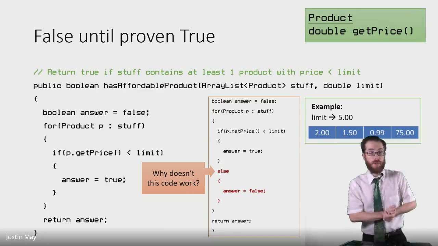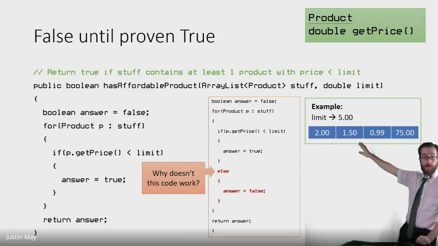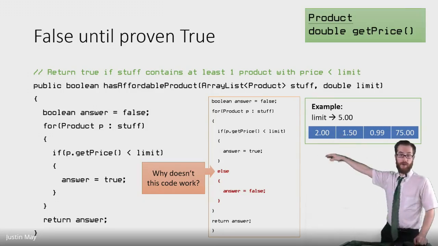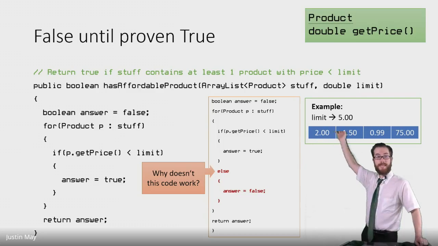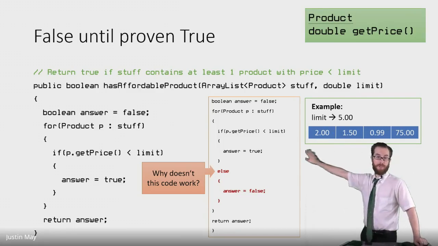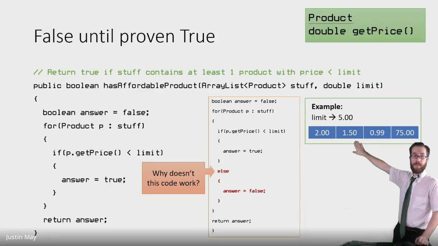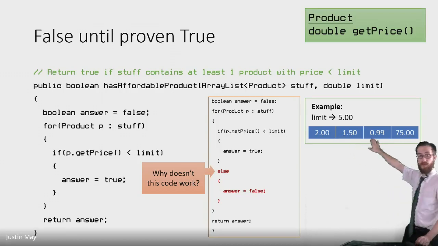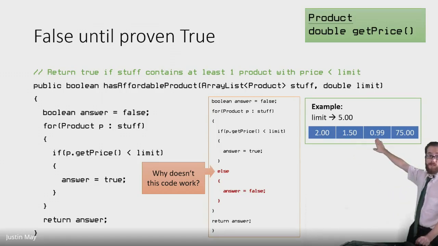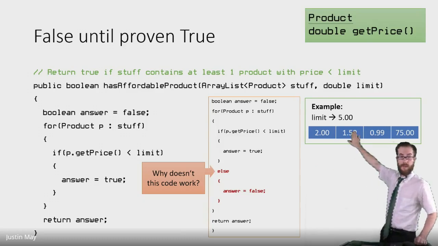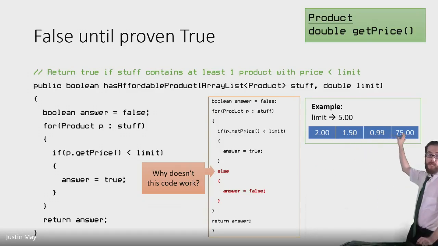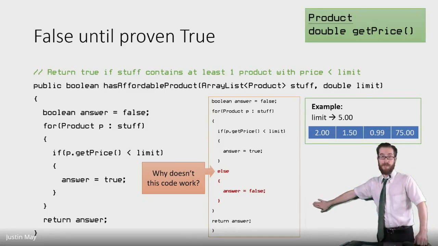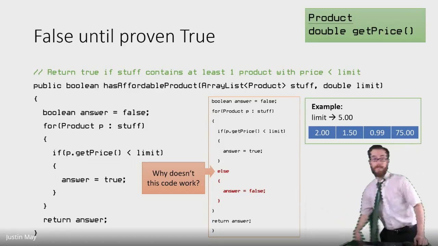All right. So why doesn't this work? This doesn't work because as we iterate over it, we look at the $2. So answer starts false, right? We look at the $2 and say $2 is less than $5. So we set our answer to true. Then we look at $1.50 and we say, well, $1.50 is less than $5. So we set our answer to true. Then we look at 99 cents, which is less than $5. So we set our answer to true. Then we look at $75, which is not less than $5. So we go into the else and we set our answer to false. Then our loop is done and we return our answer, which is false.